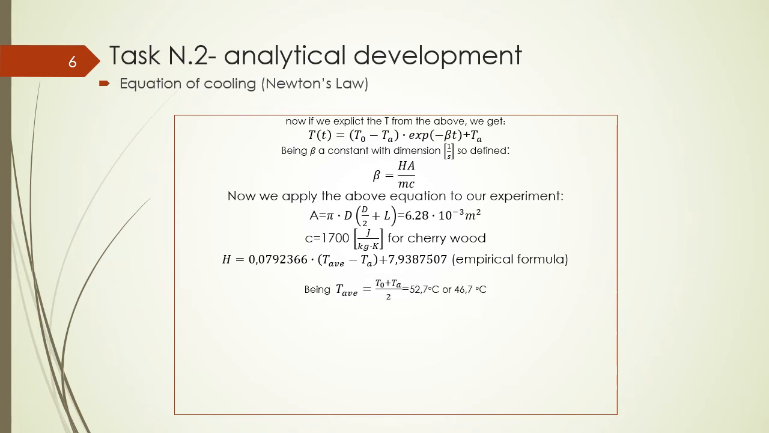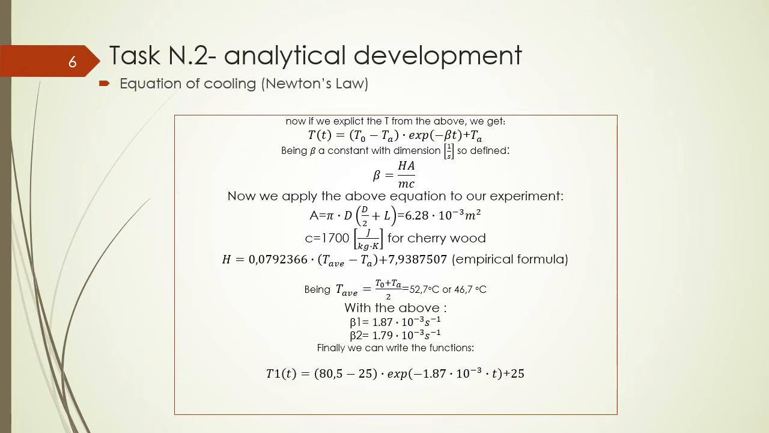The average temperature is the sum of the temperature of the body initial and the temperature of the ambient, divided by 2, and in our case has two different values, 52.7 or 46.7 degrees. With the above, we can calculate the beta for the first cylinder and for the second cylinder, and we can write the functions T1 for the first cylinder and T2 for the second cylinder as functions of time.